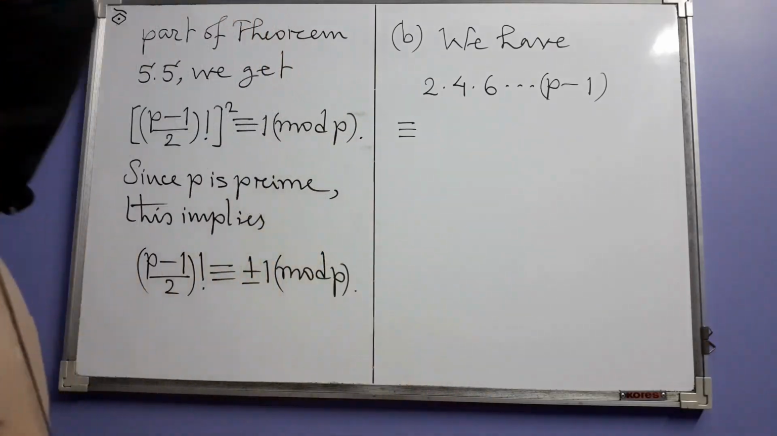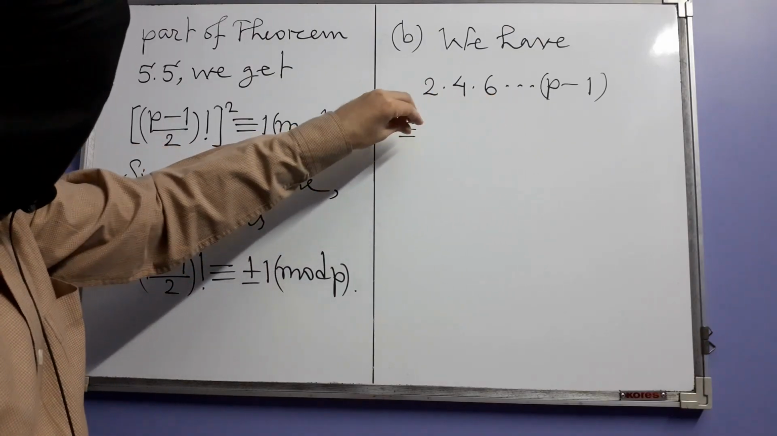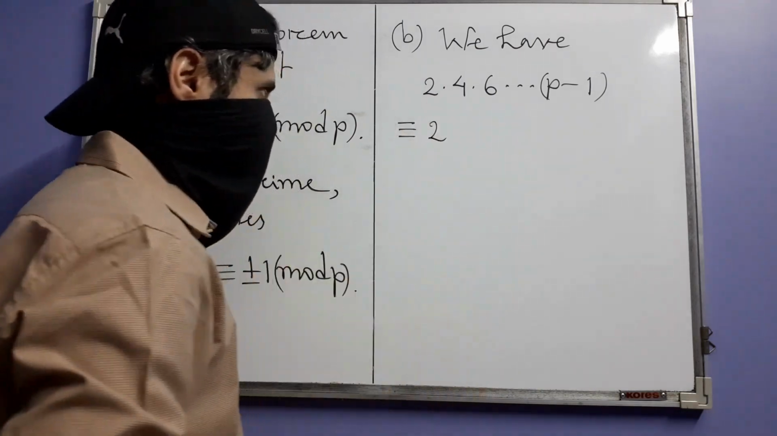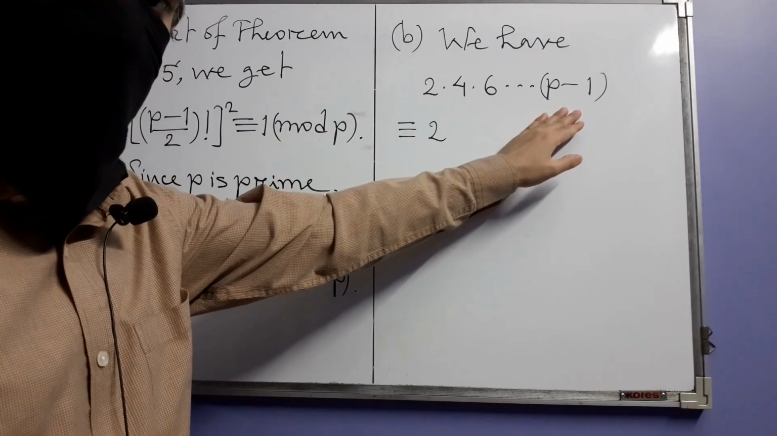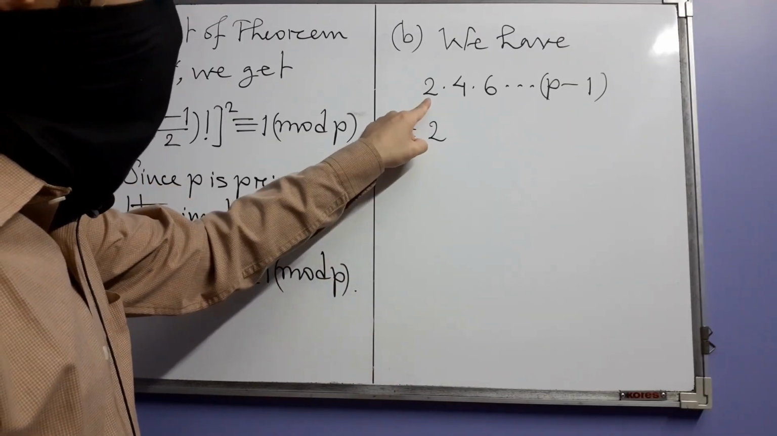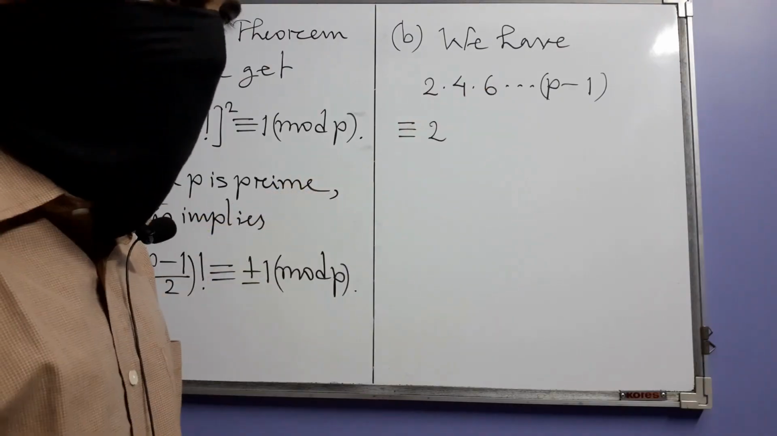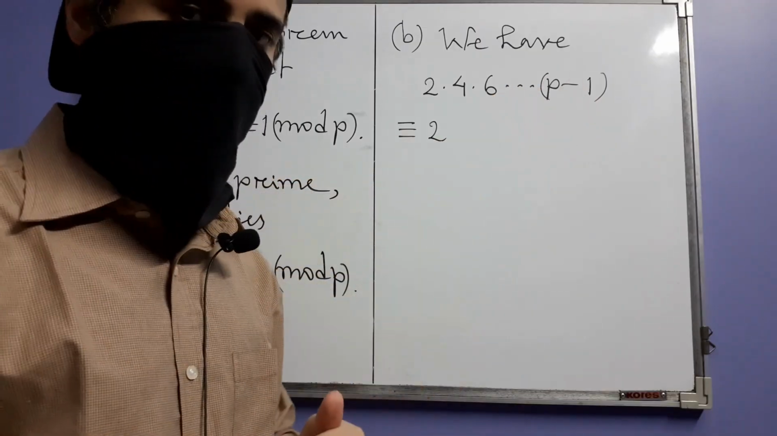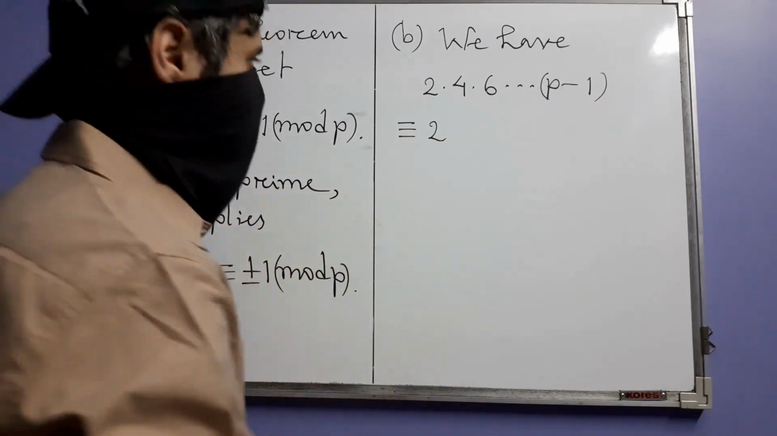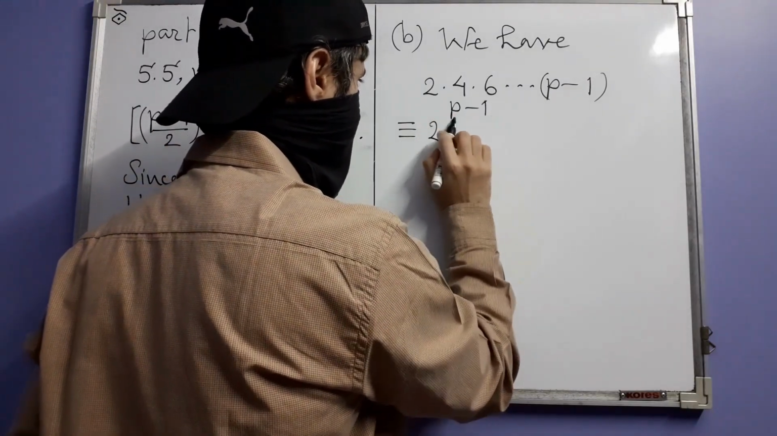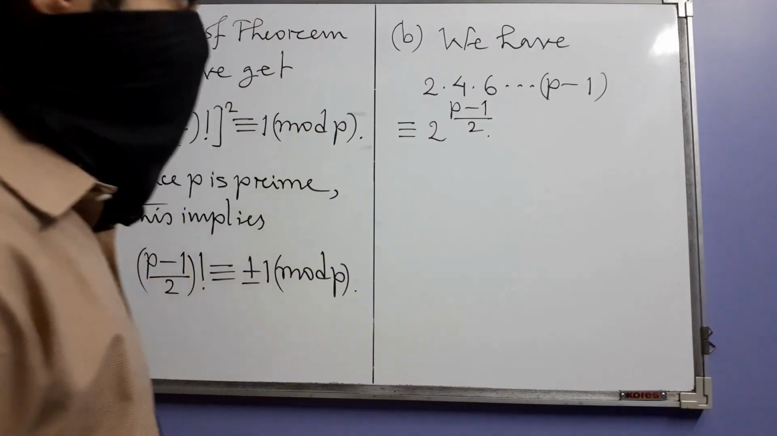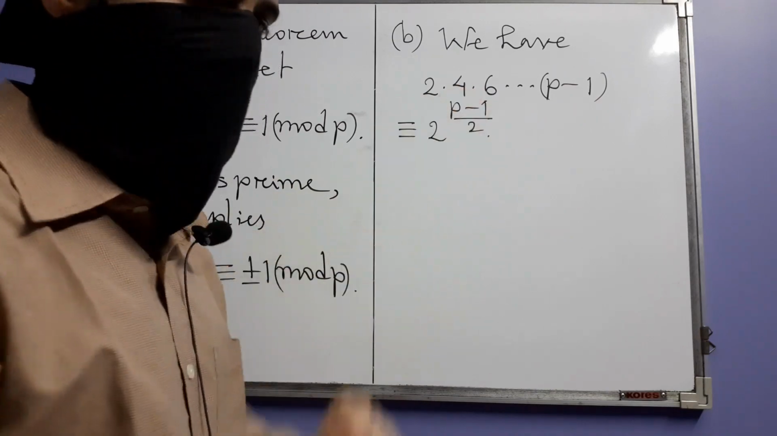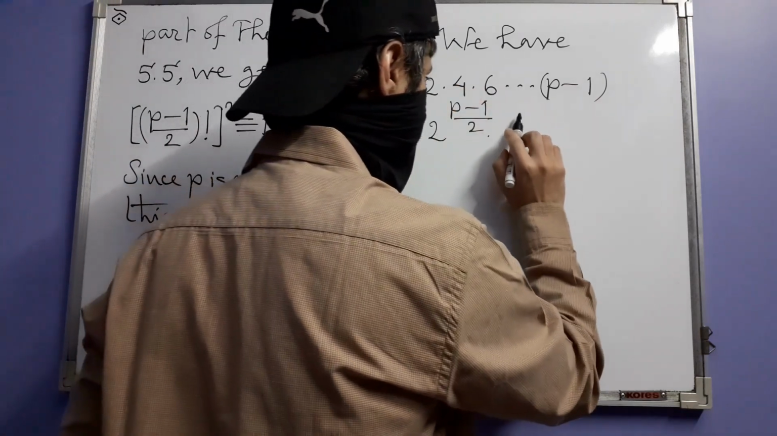So what we can do is take all the 2's together and form a power of 2. The question is how many 2's there are in this product. Well, the first 2 is 2 times 1, the second one is 2 times 2, the third one is 2 times 3, and the last one is 2 times p minus 1 divided by 2. So that many 2's we have, that is 2 to the power p minus 1 over 2. And then after taking all the 2's together, you are left with 1, 2, 3 and so on up to p minus 1 over 2, so its factorial is what we have here.